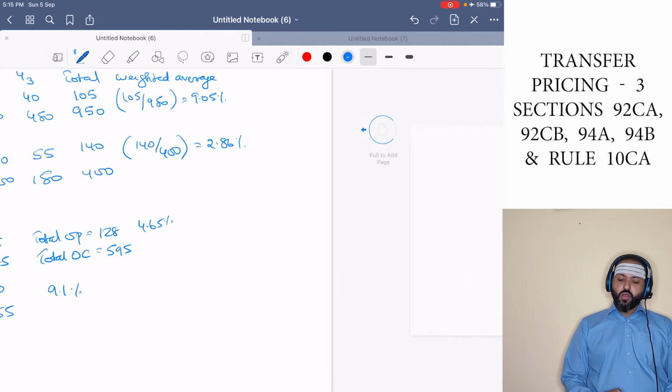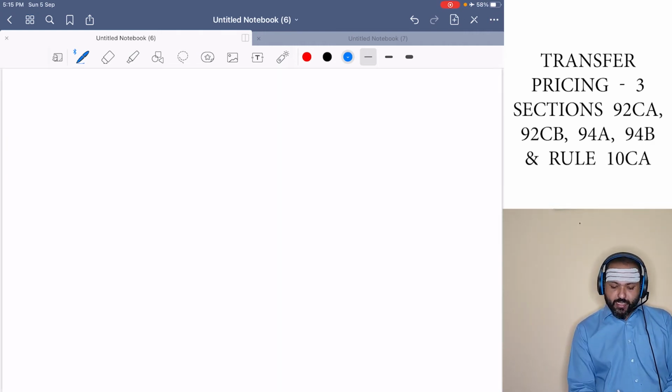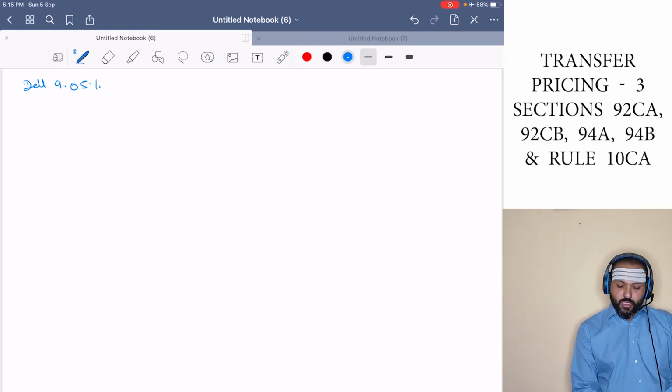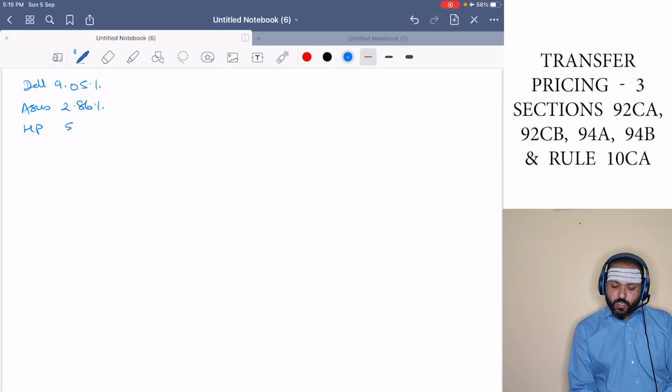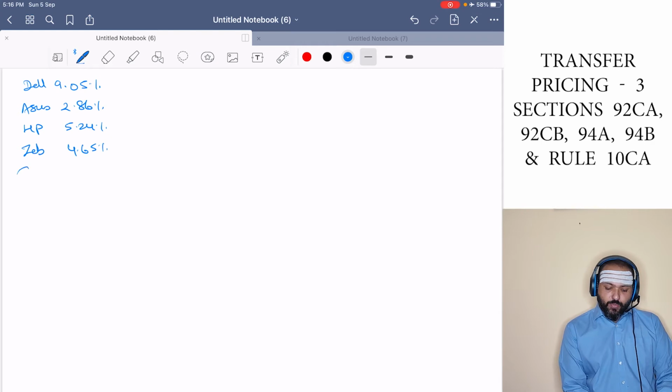Okay, now once you determine that, you should get a data set like this. Dell will have 9.05%. Asus will have 2.86%. HP will have 5.24%. Then Zebronics, and how much is Zebronics? Zebronics is 4.65%. And then TechZap will be 9.1%.